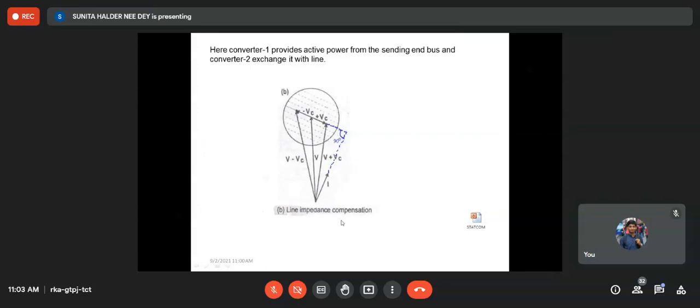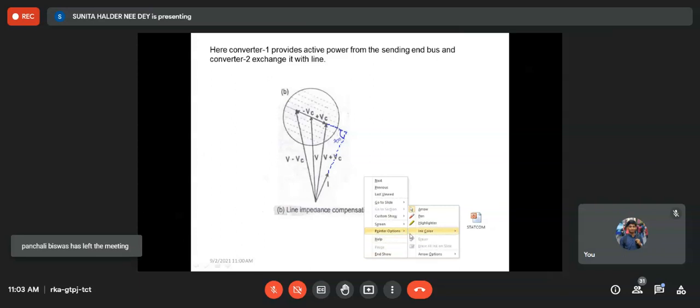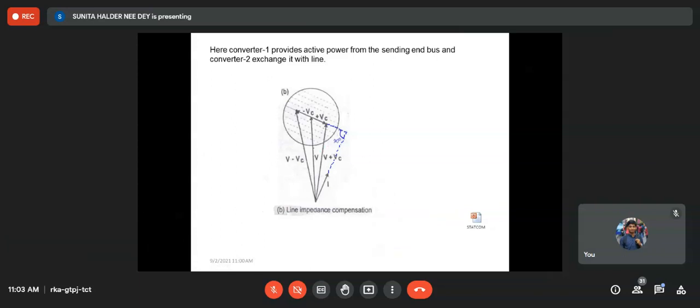If we want to make line compensation, so if this is the voltage, the center one, then I has an angle of phi with it, then this should be jIX. That means the phase of the voltage drop in the line. So actually this is the V drop.